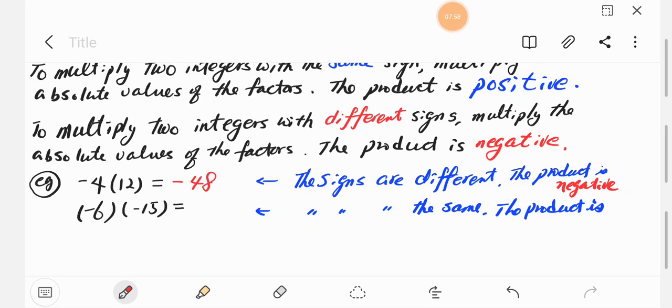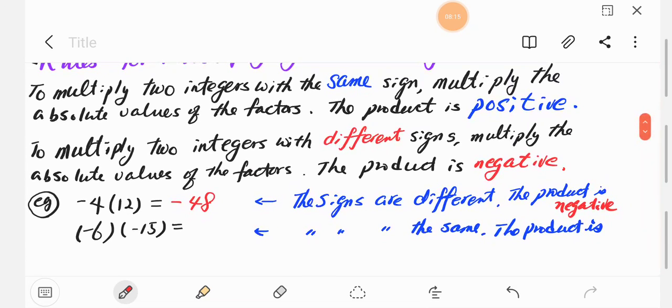How about the next example? To multiply two integers with different signs, so the two factors have different signs, then the product is negative, right? Okay. Now for this example, the two numbers have the same sign. Then the result is what? Positive. So 6 times 15 is 90, isn't it? So positive 90. So the signs are the same, then the product is positive.